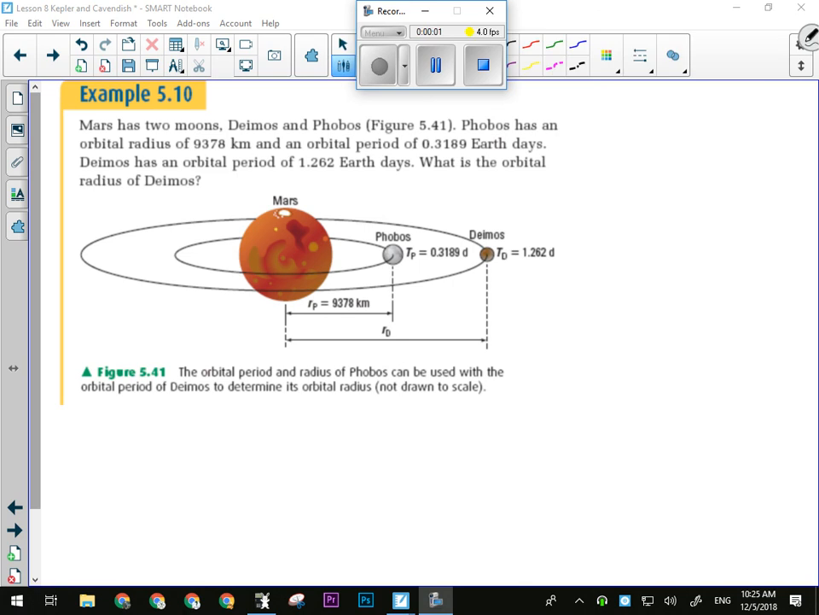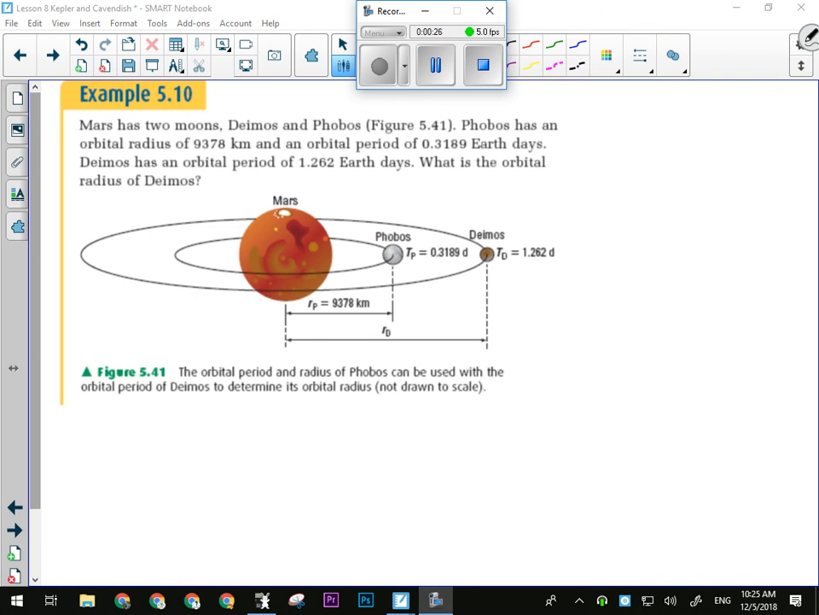Okay, so for every other Kepler's law question we've done so far, we've used Earth as the second body. We can't use Earth here. Earth doesn't orbit Mars, okay? So I can't use Earth's information here. But Mars does have 2 moons, and they tell me that Phobos is 9,378 kilometers, and has an orbital period of 0.319 Earth days.